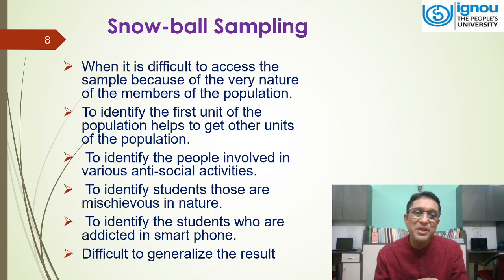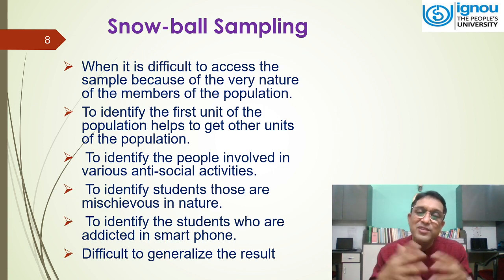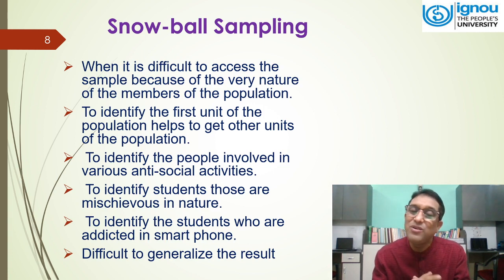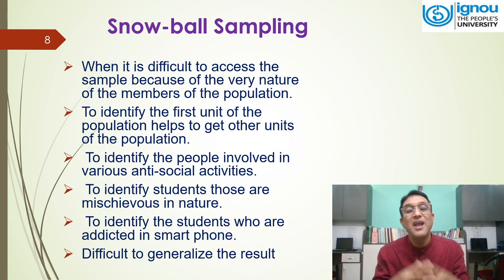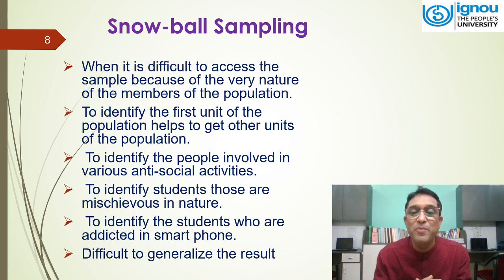Here you see, when it is difficult to access the sample because of the very nature of the members of the population, as a researcher you are facing difficulties to access the population. You do not know where the population exists. You do not know from where you will select the sample. You are not getting a clear idea. Then how can you adopt a probability sampling method?